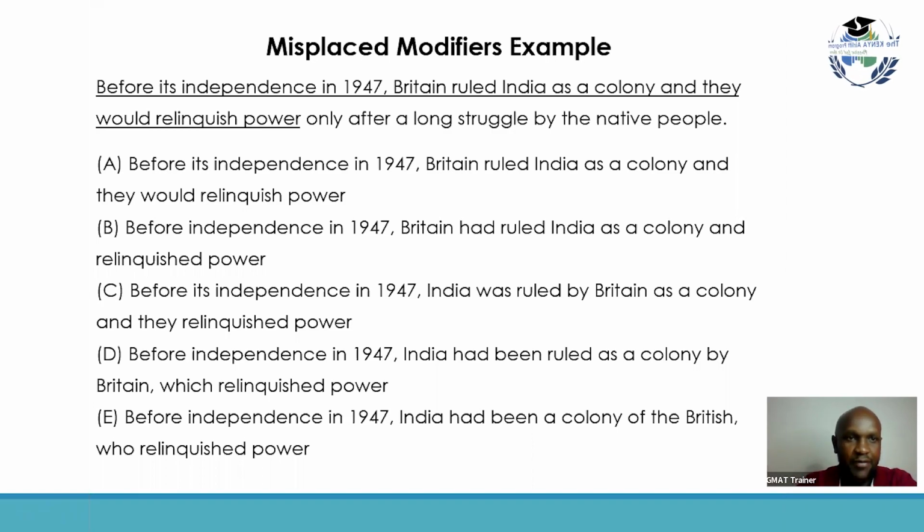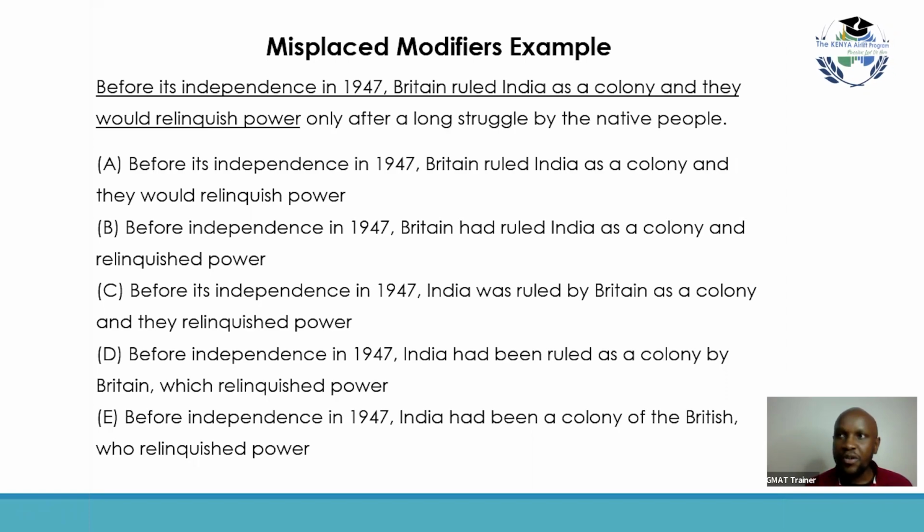So the sentence reads, before its independence in 1947, Britain ruled in India as a colony, and they would relinquish power only after a long struggle by the native people. So there are a couple of things wrong with this particular sentence. In this case, we are looking for a modifier error. That would be the error of first resort here.